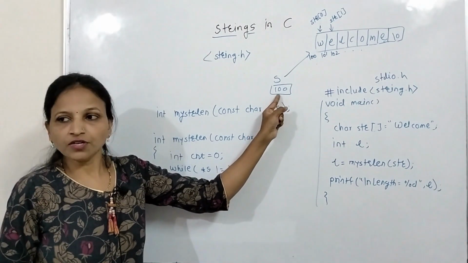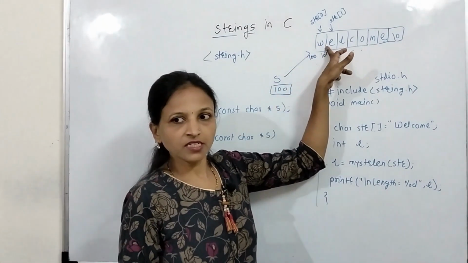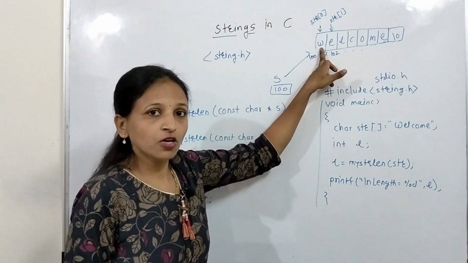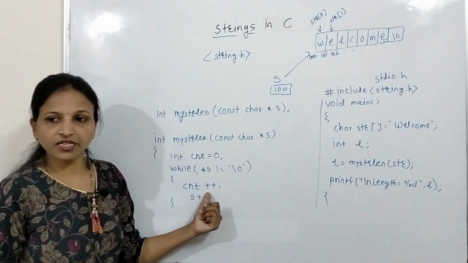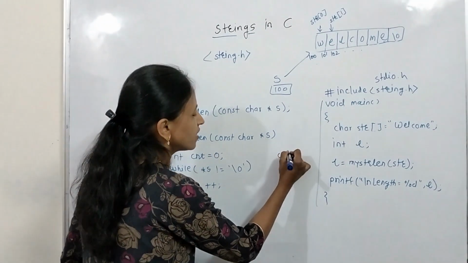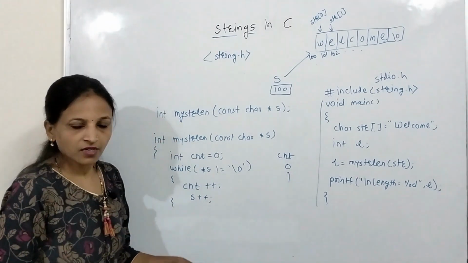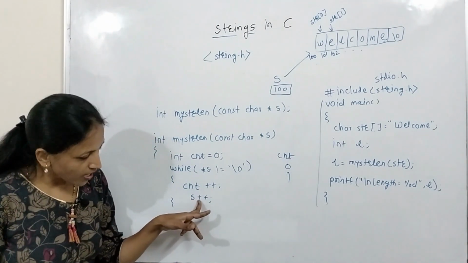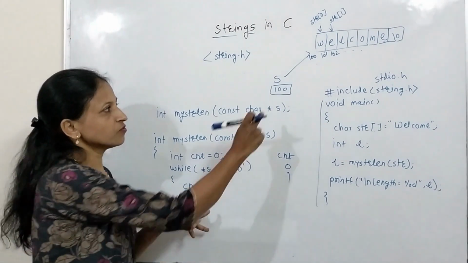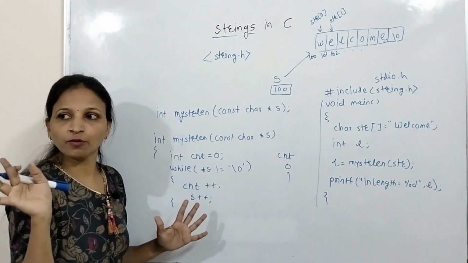S is holding now 100. Star s means what? Star 100, that is nothing but w. Okay, is it /0? No. Then increment the counter, that is cnt plus plus. Initially cnt is having value 0. Now cnt will become 1. Now again I have written here s plus plus. S plus plus means what? S is what? Pointer. In pointer we can do that increment. No problem will be there.